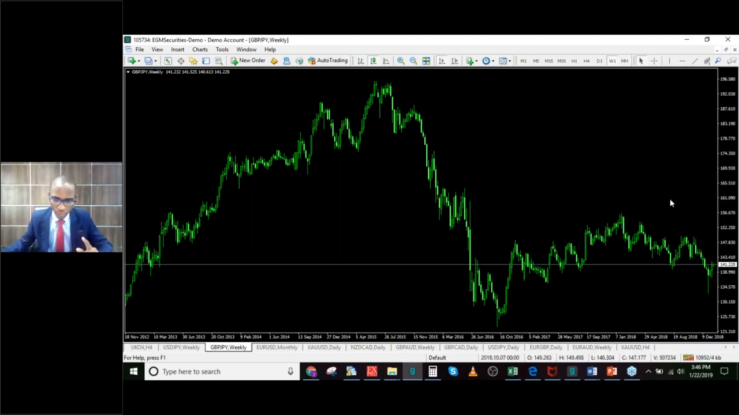Anyway, so we're going to help you. We're going together to draw this wedge that we spotted on the pair of the Great Britain pound against the Japanese yen, and just drawing simple lines adjoining the swing highs of this pair. This is on a weekly time frame.